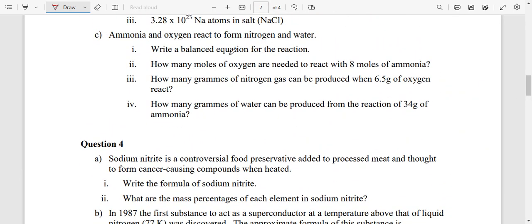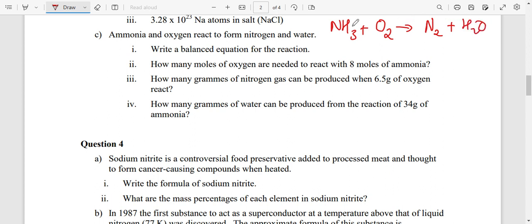Part C. Ammonia and oxygen react to form nitrogen and water. Are we okay with those on top? Yes. Okay. Ammonia and oxygen react to form nitrogen and water. Write a balanced equation for the reaction. We have got ammonia, NH3, which reacts with oxygen, which is a diatomic gas. This forms nitrogen, which is also diatomic, and water, which is H2O.